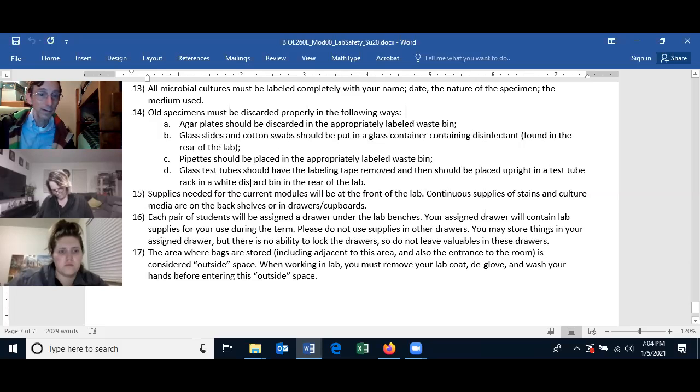I've already talked about this, so I'm going to move on. Supplies are kept for your use at the front of the lab. You don't need to know about that because you're not actually going in the lab.